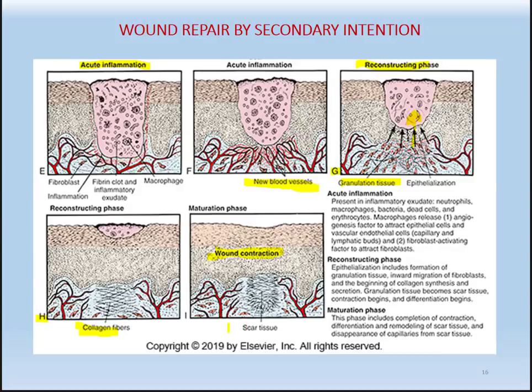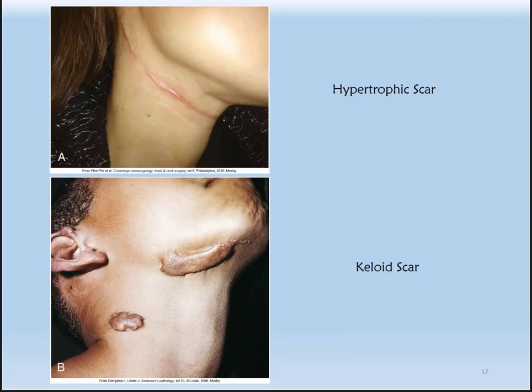But when it comes to formation of an actual scar, so scar tissue, capillaries disappear because the scar tissue is avascular. This image here shows you a hypertrophic, so that's a term that you're familiar with, a hypertrophic scar, and a keloid scar. This is really more of a dysfunctional wound healing, where there's been excessive collagen synthesis and excessive deposition of the collagen.